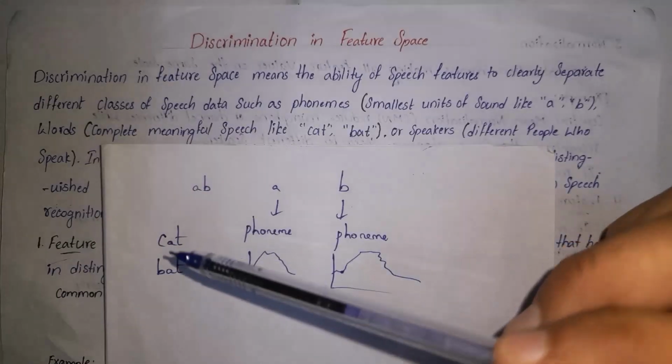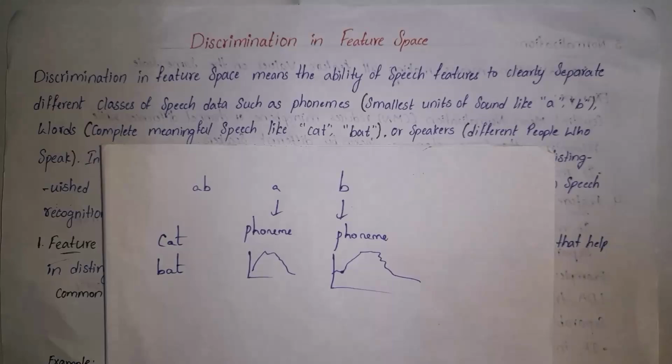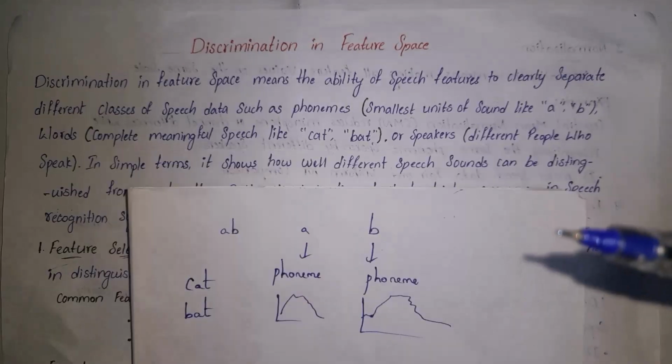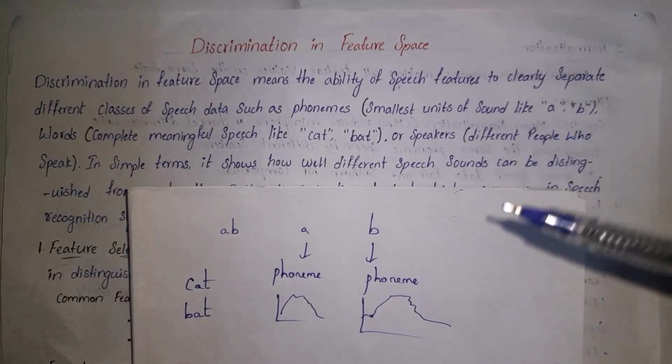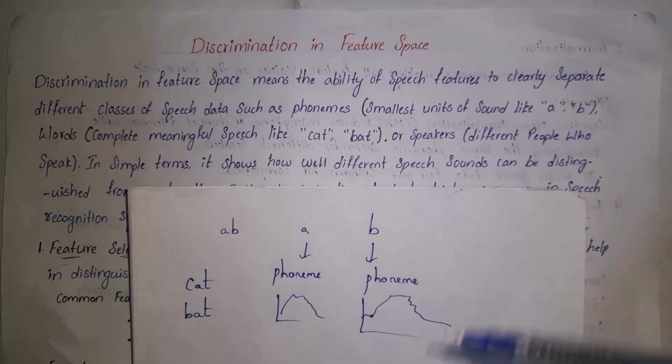Example, I will speak cat and my friend will speak cat. Even though both are saying the same word, voice and speaking style are different for both. As voice and speaking style are different, our model can easily discriminate. That is nothing but our model can easily separate my voice and my friend's voice, as both follow different patterns. So based on speech features, phonemes, the small units in our sound, are separated, words like cat and bat are easily separated, and speakers, different people speaking the same word, can be easily separated.